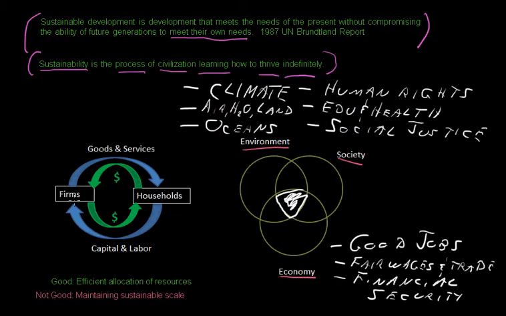Now let's talk about the interaction between the environment and the economy. We'll start by looking at the basic model that economists use to describe the economy. In this model, there are two types of entities, firms and households. Firms make goods and services and sell them to households. In return, the households give the firms money. But also, the households give the firms capital and labor. In return, the firms give the households money. This can be things like employment compensation and dividends on stocks.